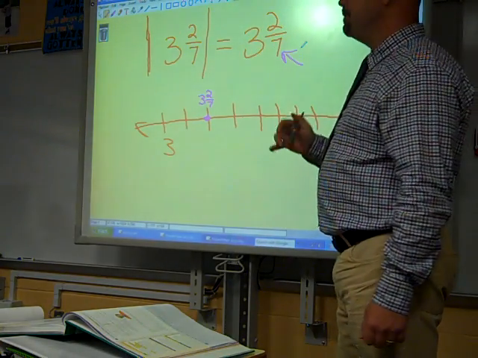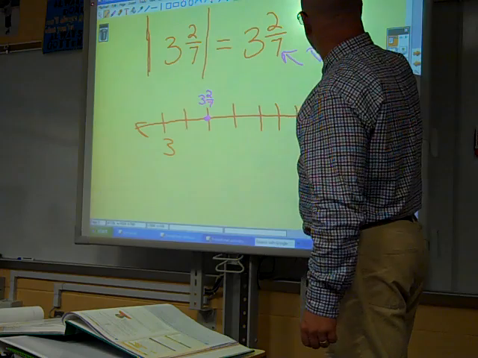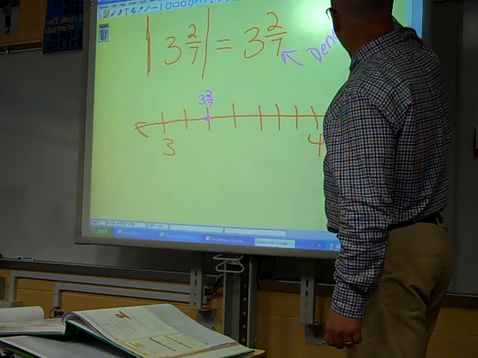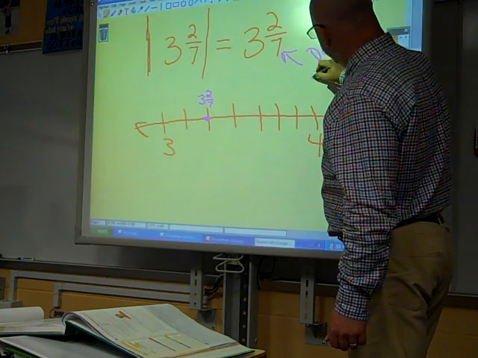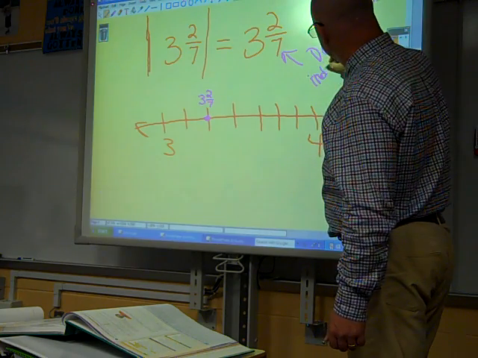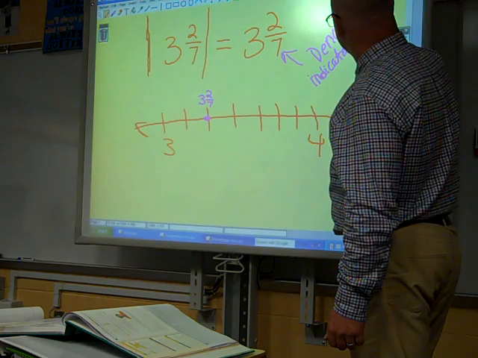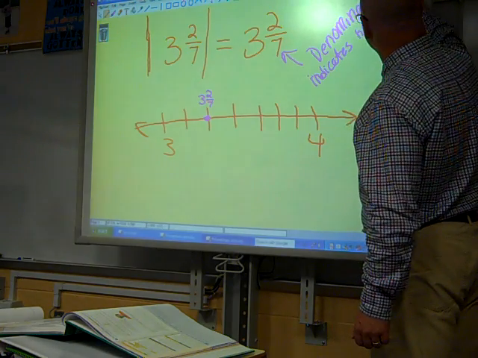Reed, can you write that down for me? The denominator indicates or shows how many divisions.